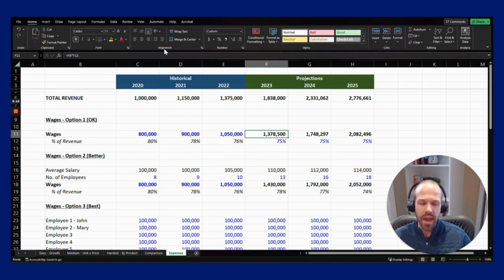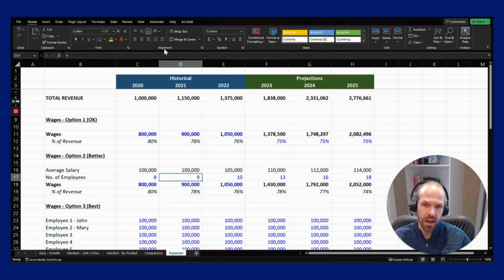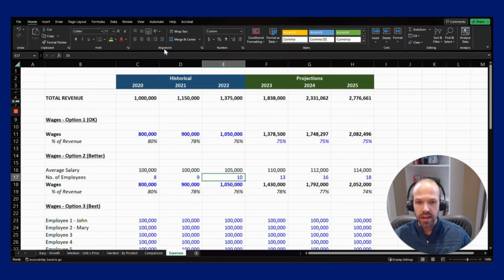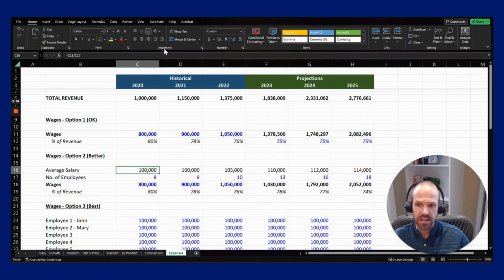Now, this is an okay method to calculate stuff, but really you start to run into a lot of problems with it, and it's a very inaccurate way to calculate. So one of these next 2 options is definitely better. So here we've done the same thing, the same costs, hard-coded, 800,000, 900,000, a million and 50. But we've also hard-coded the number of employees. So in 2020, we had 8 employees, then it grew to 9 employees, then it grew to 10 employees. And so then we've calculated basically wages divided by the number of employees is the average salary. And so every year the average salary was 100,000, and then it went up to 105,000.